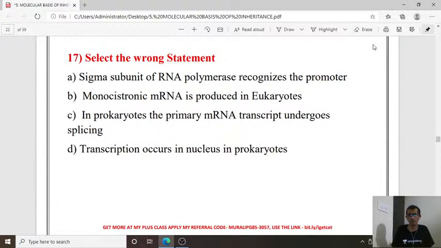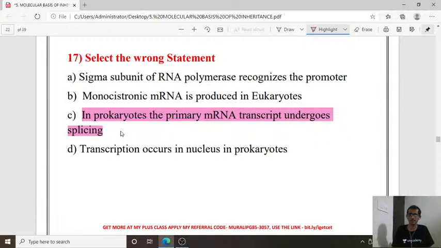Then the 17th question. Select the wrong statement. In prokaryotes, primary mRNA transcripts undergo splicing. It is a wrong statement, isn't it? I just said that. Yes, Rakesh, Manoj, got it?